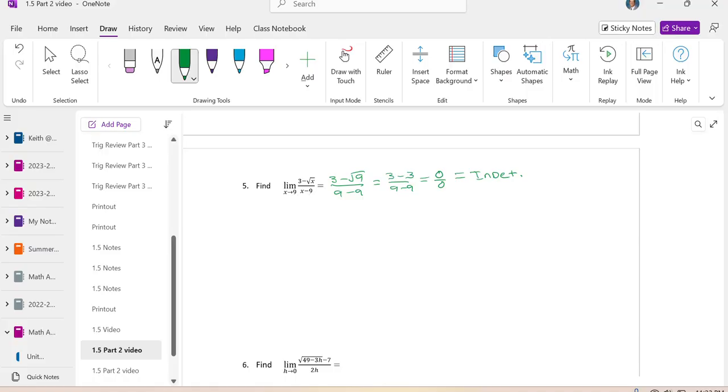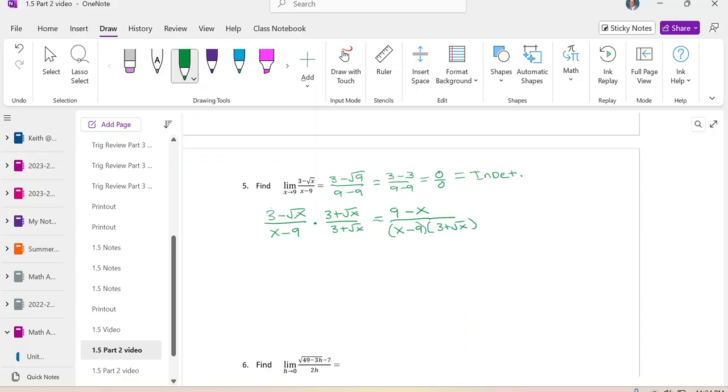So now, in order to simplify with a radical, you don't factor, but remember with a radical, we multiply by the conjugate. So remember, when we multiply by the conjugate, we multiply the first and the last. So 3 times 3 is 9. And then minus x, because negative root x times positive root x, all over x minus 9 times 3 plus root x.